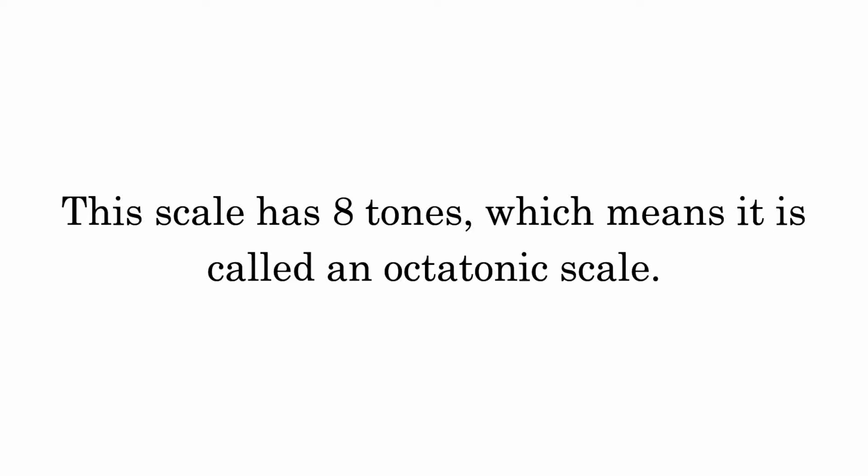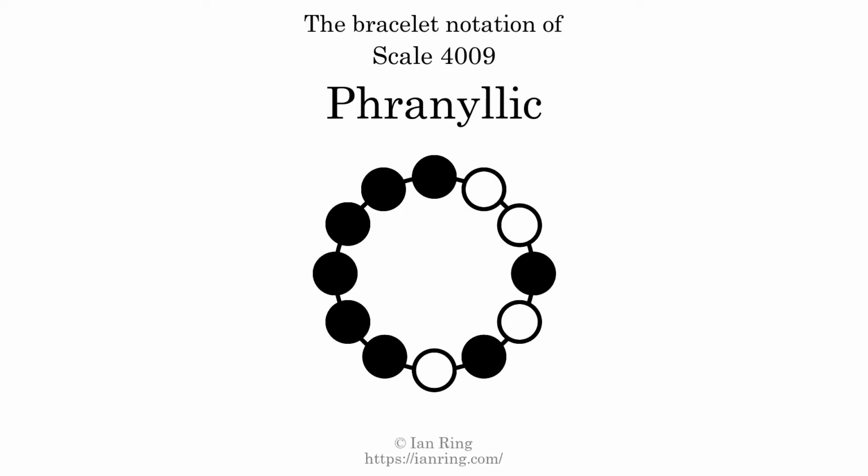This scale has 8 tones, which means it is called an octatonic scale. This is a bracelet notation diagram of scale 4009. The shaded circles represent tones that appear in the scale, and they are read clockwise, starting at the top.